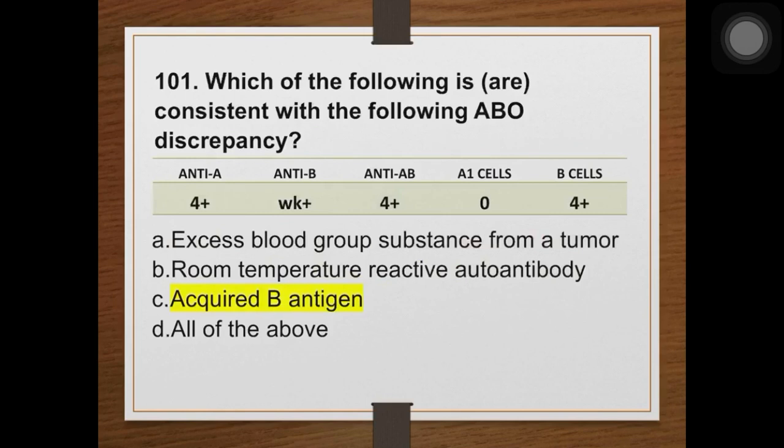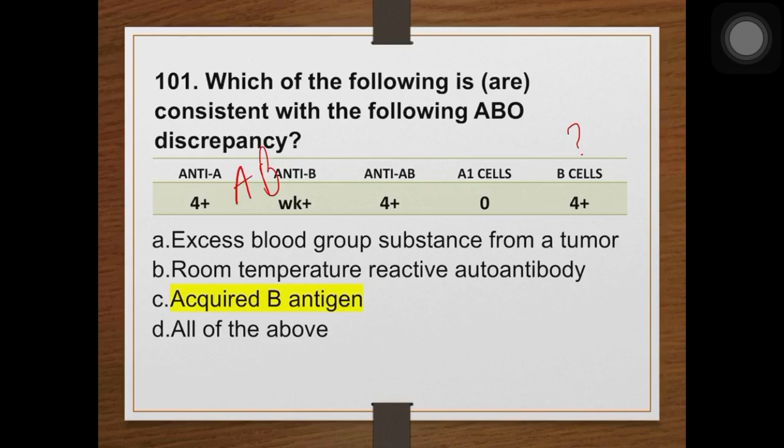Number 101, which of the following is consistent with the following ABO discrepancy? Ang forward grouping po niya, siya po ay group AB, although weak lang reaction with anti-B. Pero, pag AB ka po, dapat walang reaction with A cell at saka B cell. Kasi mga AB patient, wala naman po silang anti-A at anti-B.